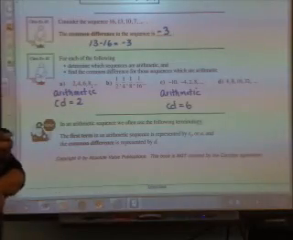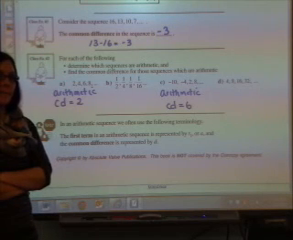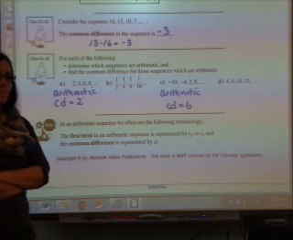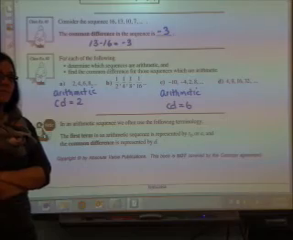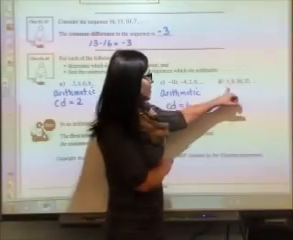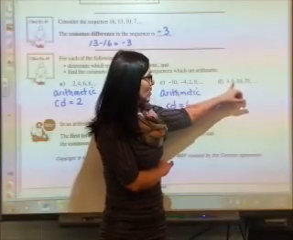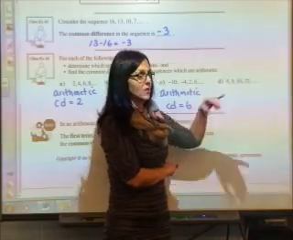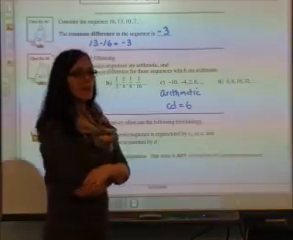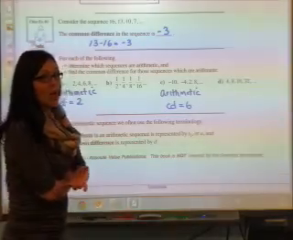And the last one, 4, 8, 16, and 32. Is that arithmetic? No. Why not? Doesn't it double each time? It's doubling each time. My common difference is not consistent. This one is 4, this one is 8, and then 16. So my common difference has to stay common.